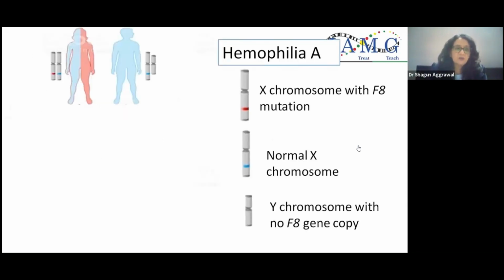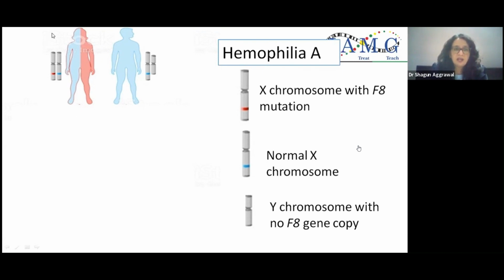getting transmitted. One classical X-linked condition is hemophilia A, which is caused by mutations in the F8 gene. This gene is located on the X chromosome, so there is no copy of this gene on the Y chromosome.